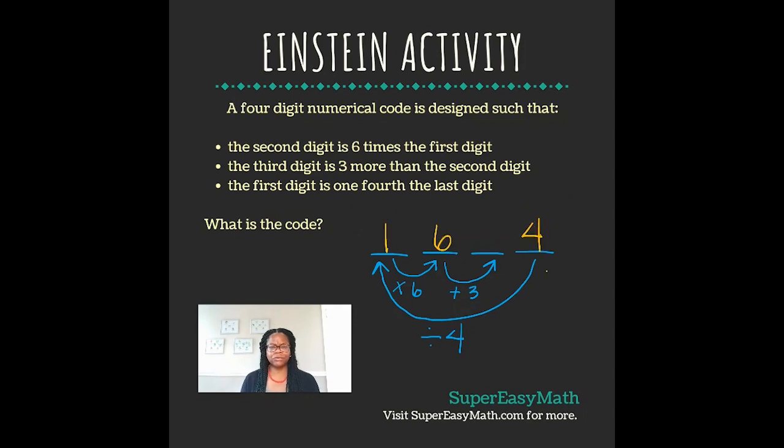So that leaves us with just a 1, a 6, and a 4. And then finally, we can add 3 to our 6 to get a number of 9 in this position. And that gives us a final answer of 1,694 for today's Einstein activity.